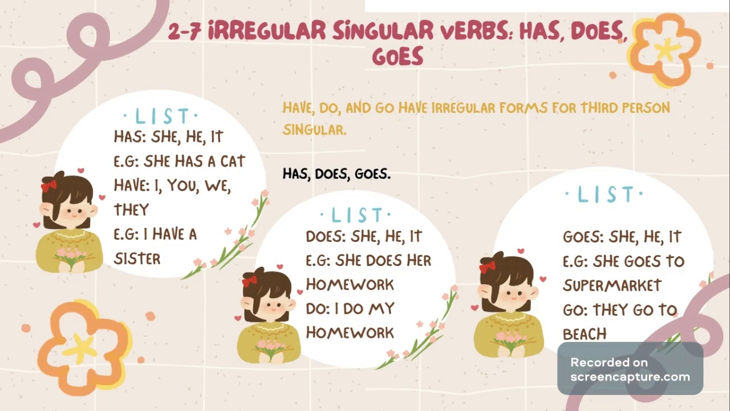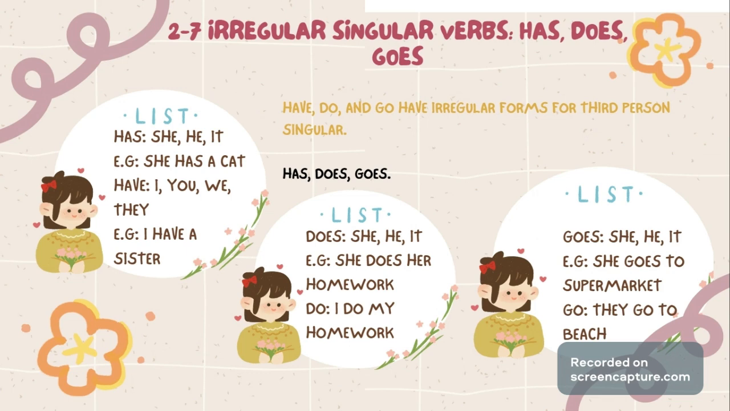Next, irregular singular verbs: has, does, and goes. Have, do, and go have irregular forms for the third person singular. Has is used for she, he, it. Example, she has a cat. Have is used for I, you, we, they. Example, I have a sister. Does is used for she, he, it.